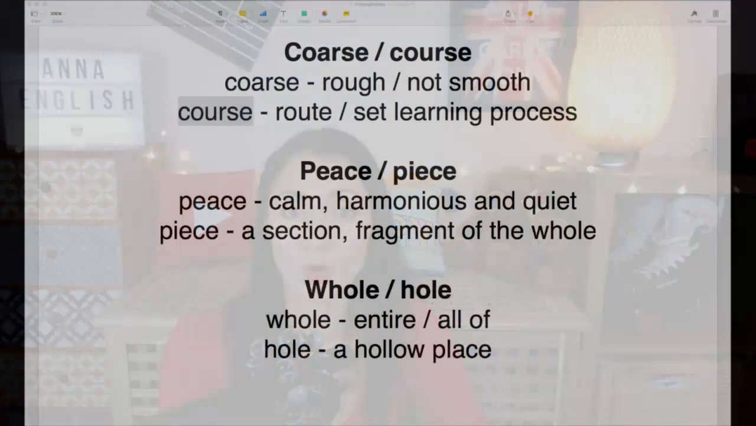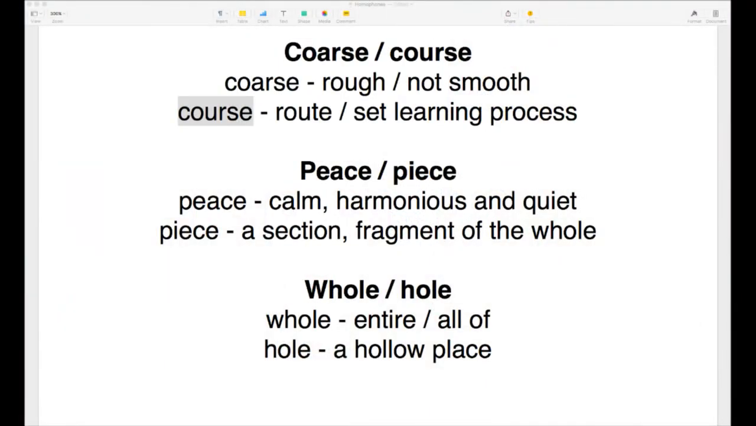And then course can also mean the learning process, the academic arrangement, a course. You sign up for a course, you start your course, you learn on your course, and then you end the course, usually with an exam, and hopefully you'll pass the course. So coarse and course. Okay.